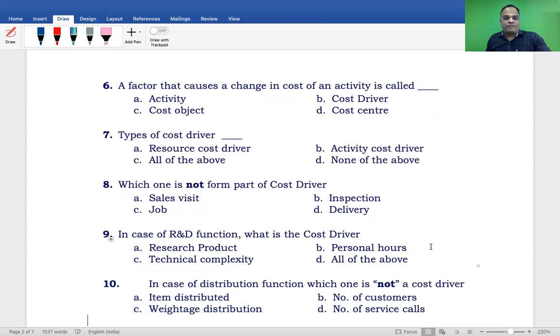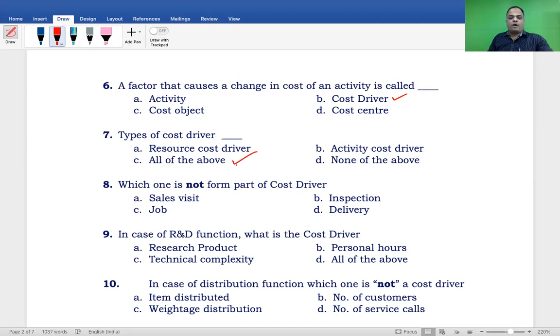Next, a factor that causes a change in cost of an activity is called cost driver. Okay. Types of cost drivers: resource cost driver, activity cost driver, all of the above. Nothing but resource and activity cost driver, none of the above. A and B is the answer. Therefore, all of the above.